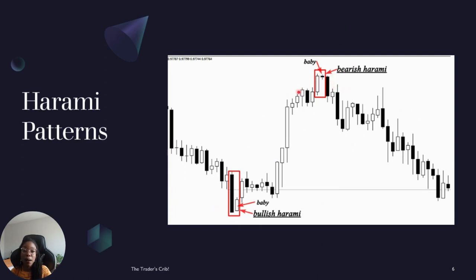Harami patterns can come in various ways. Here in this example, down here is a bullish harami. The baby is small, but it's towards the bottom of the candle. But it is, in fact, all encompassed within the larger candle, the mom.